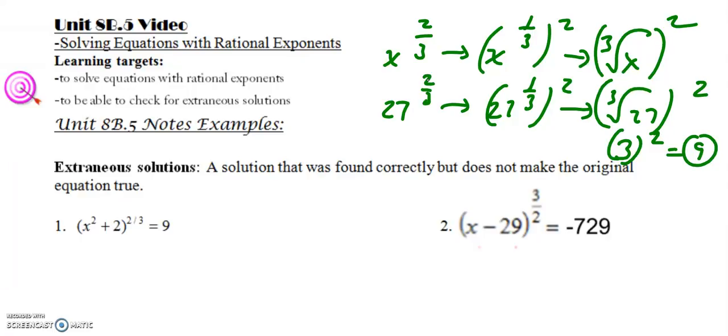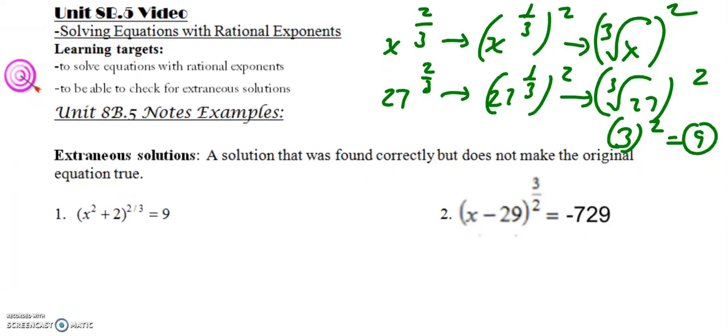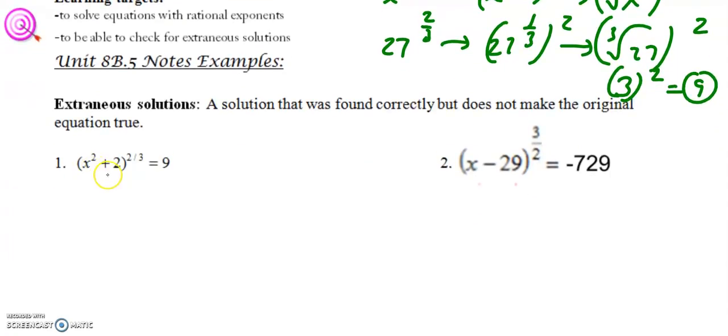So with that said, if we take a look at number 1, our goal is to solve for x. I'm going to rewrite this problem just so it looks similar. Instead of having the fraction diagonally, I'm going to write (x squared plus 2) to the 2/3 equals 9. Now, I think the fastest way to do these problems is thinking about inverses. This means you're raising it to the second power and taking the cube root.